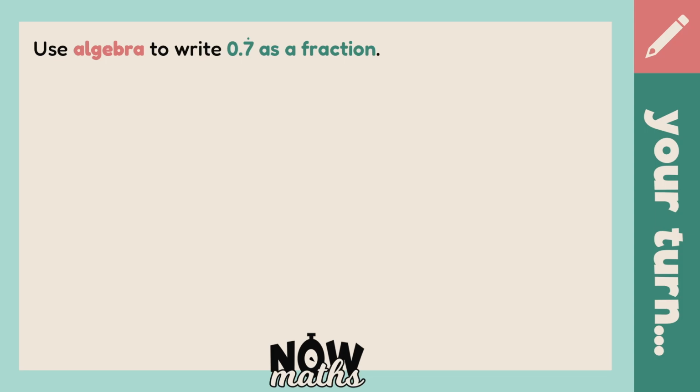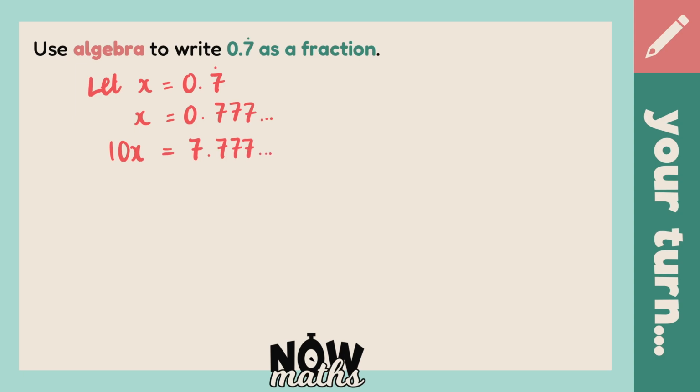If you paused, welcome back. Let's see if our solutions match. So first we let x equal 0.7 recurring. You might have then chosen to write this as 0.777 with some dots after to show it goes on forever. We then multiply x by 10 to get 10x, and we multiply 0.7 recurring by 10 to give us 7.7 recurring.